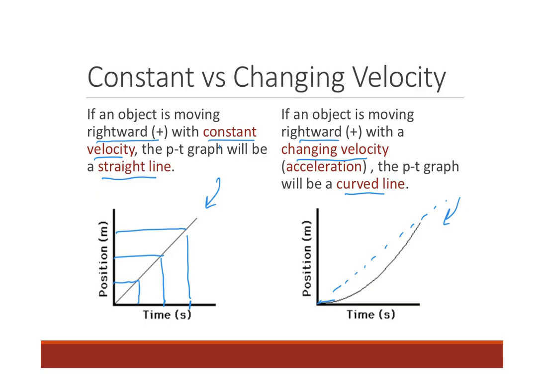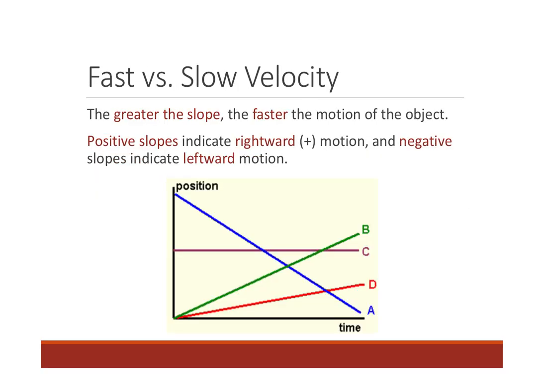So a curved line tells you acceleration is happening, or a change in velocity is happening in a position time graph. The key thing to remember when interpreting a position time graph is how the slope relates to the velocity. Basically, the greater the slope, the faster the motion of the object. So velocity increases with an increased slope. And slope, of course, in a straight line refers to how steep a line is, whether you're going up a steep hill or down a steep hill. But in a curved line, I'll show you how to figure that out in a minute.